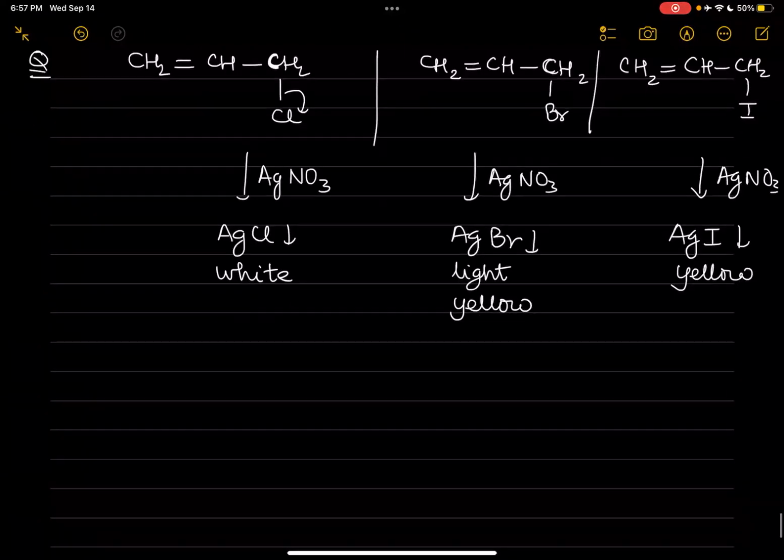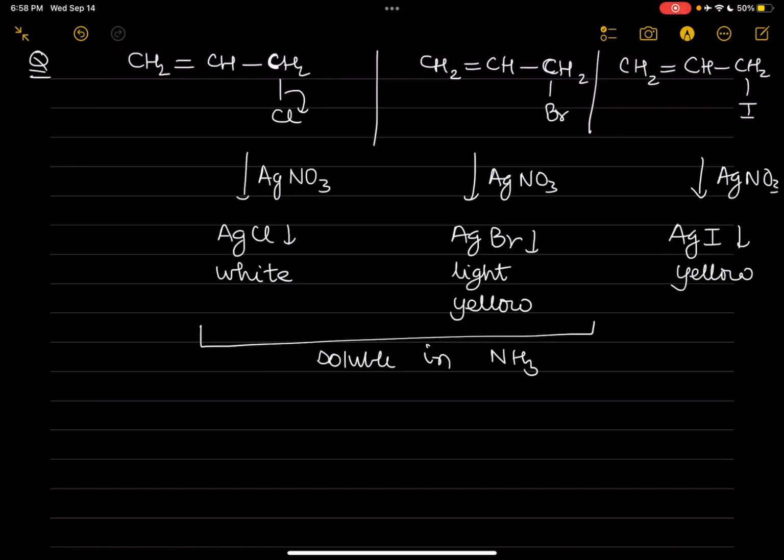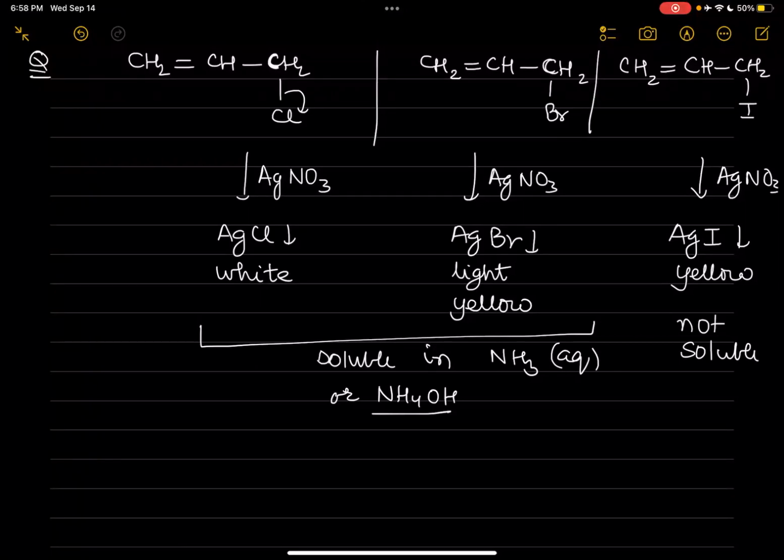Okay, and we will study in coordination compounds that these compounds are soluble in ammonia. And this is not soluble. Clear? So chloride, bromide, iodide take the silver and form the precipitate. Is it clear?